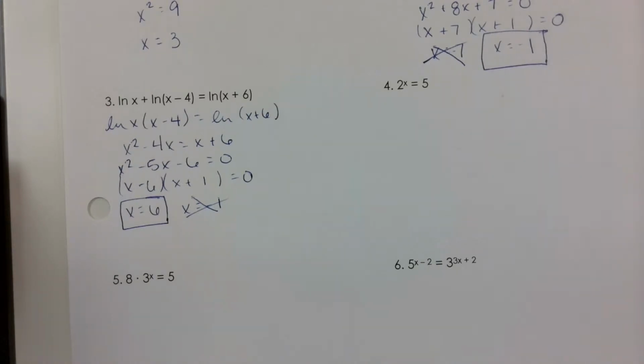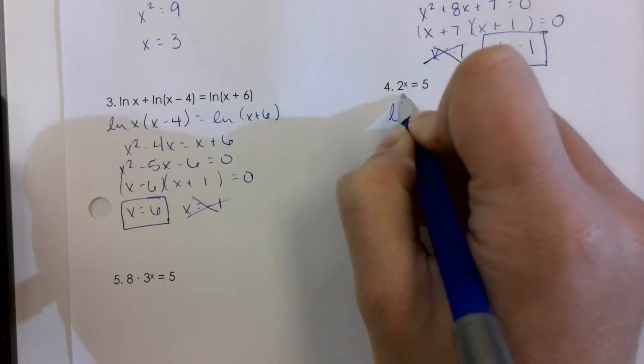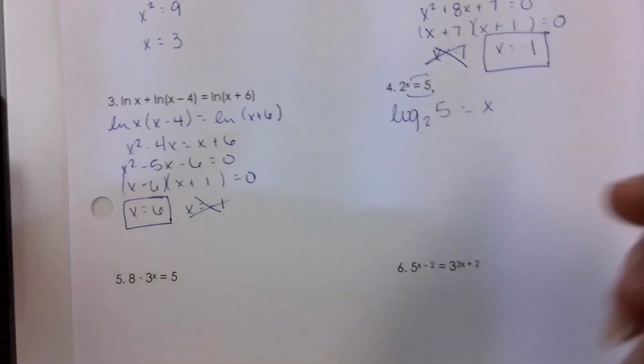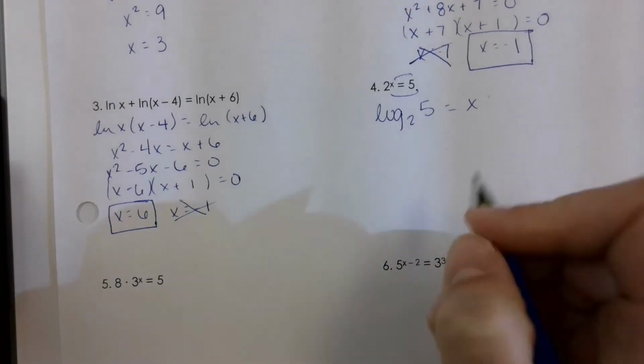Okay. So for number 4, this one's really not bad at all. We're going to do the around the world. So we're going to say log base 2 of equals. Is that okay? And type that into your calculator. You're going to get what x is.